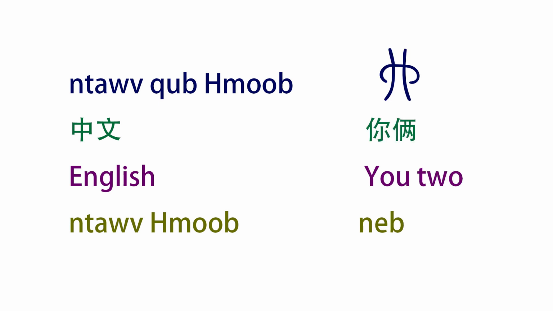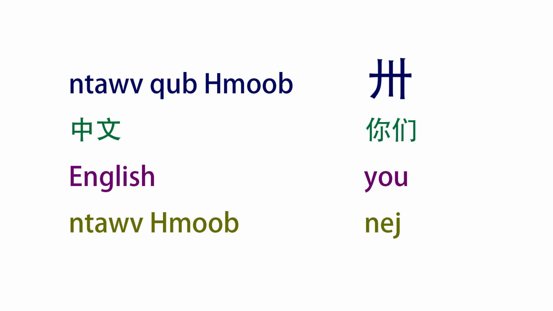This word means two people together. A vertical line means one person. This word means three people together. A vertical line means one person, and a horizontal line means connecting three people together.